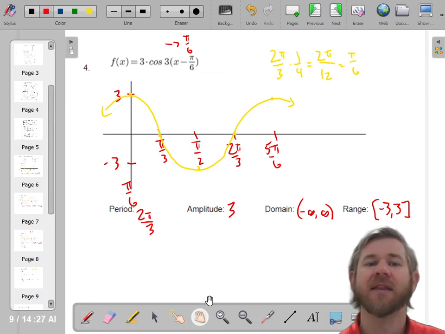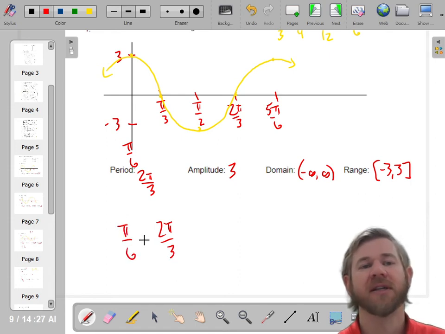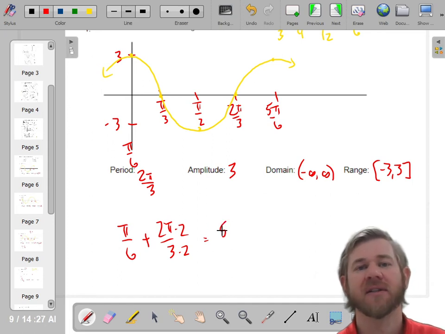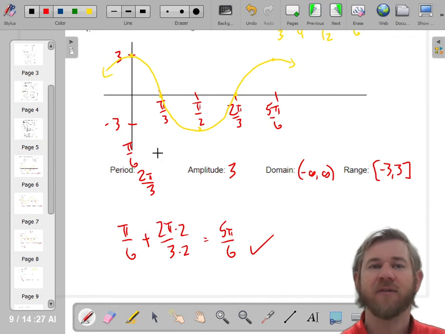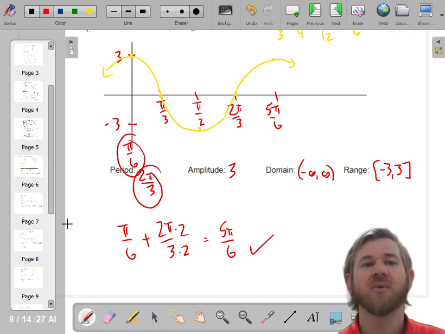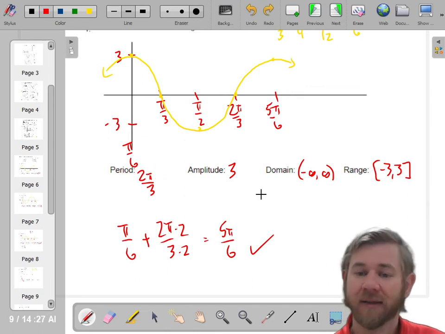But here's another thing that you can use to help you. If you know the period is 2 pi over 3, and you know you're starting at pi over 6, adding these together should get you wherever you're going to end. Now, to do that, you would need to get a common denominator. So this is 1 pi over 6 plus 4 pi over 6's, which is 5 pi over 6. So it's a good check. If you add the period to the shift, you should get where you end. And since I got 5 pi over 6, that means I did it right.